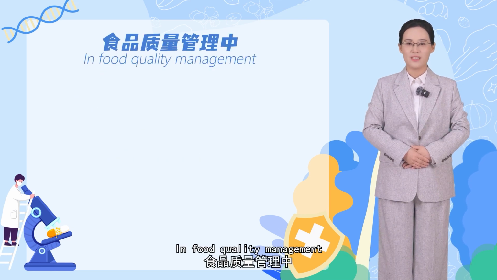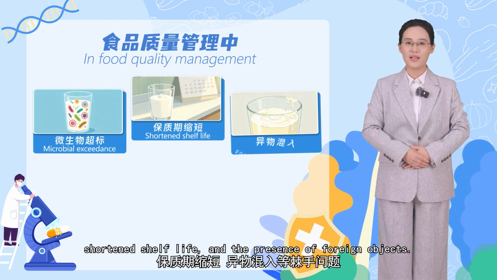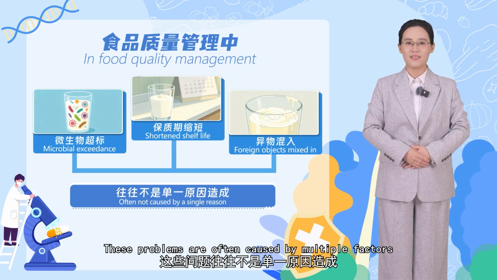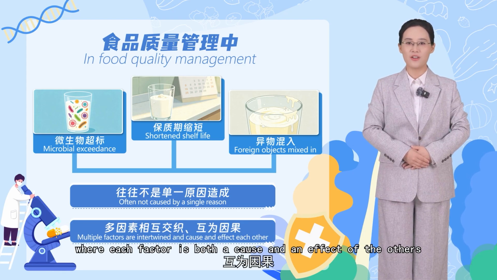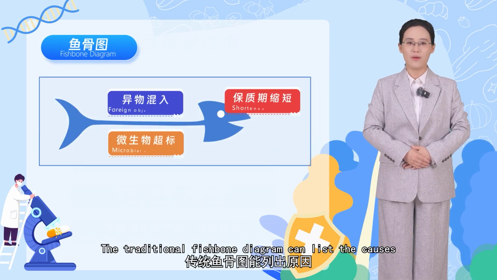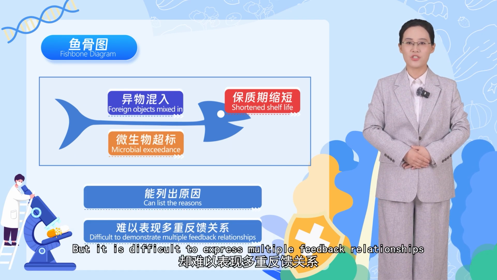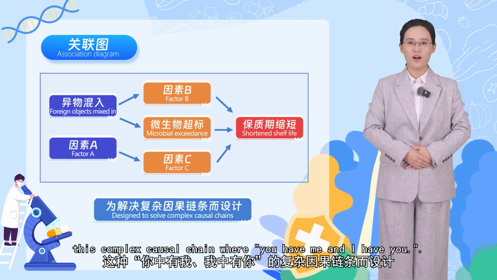In food quality management, we often encounter tricky issues, such as microbial contamination, exceeding standards, shortened shelf life, and the presence of foreign objects. These problems are often caused by multiple factors. Rather, it is a complex interplay of multiple factors, where each factor is both a cause and an effect of the others. The traditional fishbone diagram can list the causes, but it is difficult to express multiple feedback relationships. The association graph is precisely designed to address this complex causal chain, where you have me and I have you.